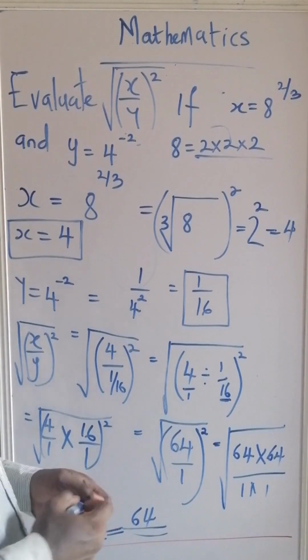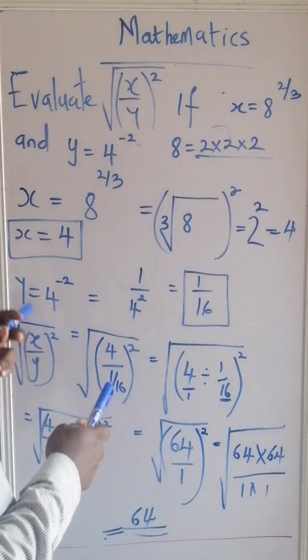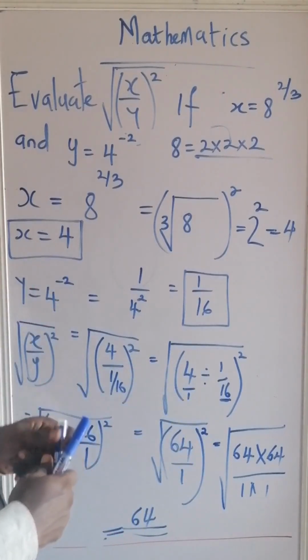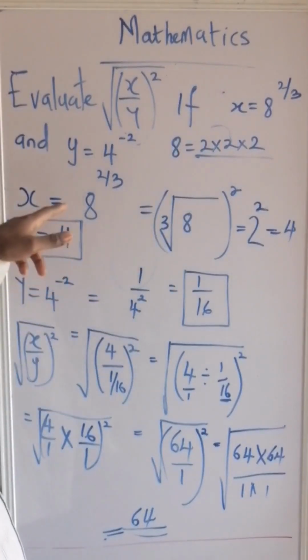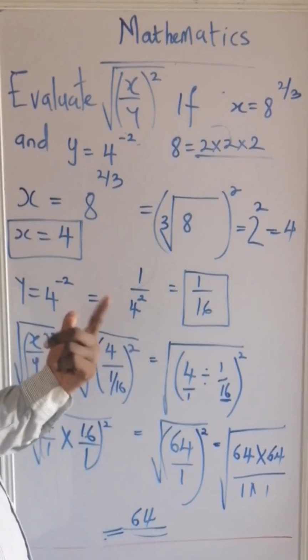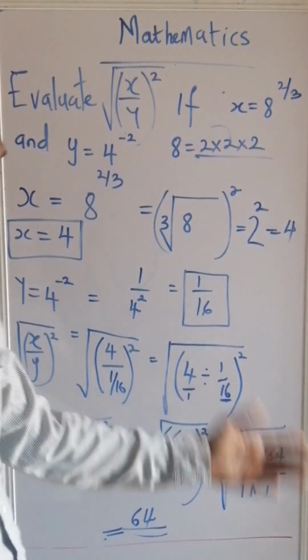So finally, we have come to the end of today's class. You can see how simple it is. Solve for your x. We apply the law of indices to solving for x. Then we also apply the law of indices to solving for y. Before we substitute those values, then we sorted it out.